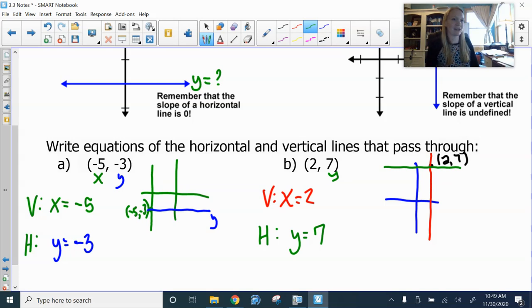How do you guys like vertical and horizontal lines? Are those ones super easy? And that's it. There's the last of the notes.